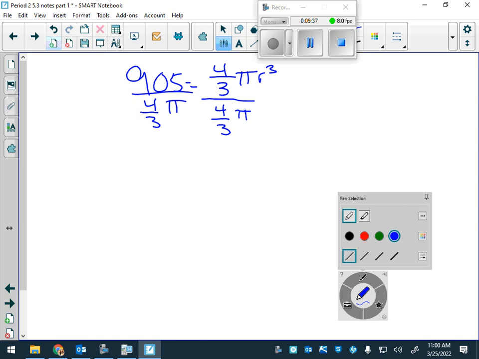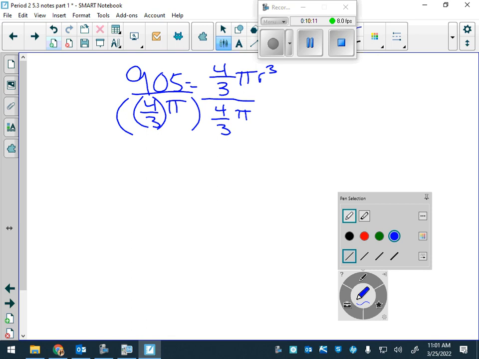Okay? So in your calculators, when you do 905 divided by 4/3 pi, you need 2 sets of parentheses. Or take 905 times the reciprocal 3/4 and then divide by pi. Then take the cube root. Okay? So how many of you got that in terms of like 236, I think it was, before you took the cube root? All right, it came down to the calculator.